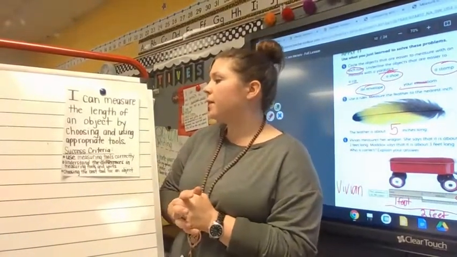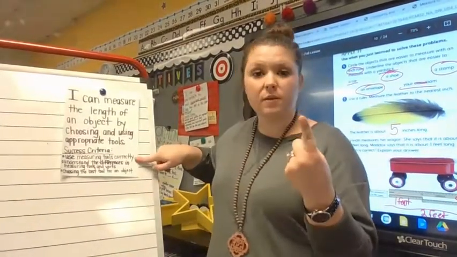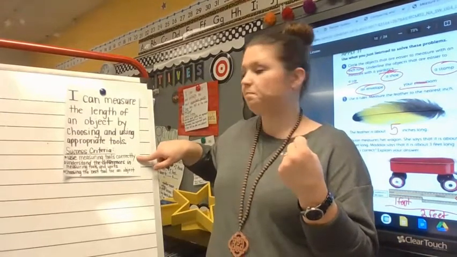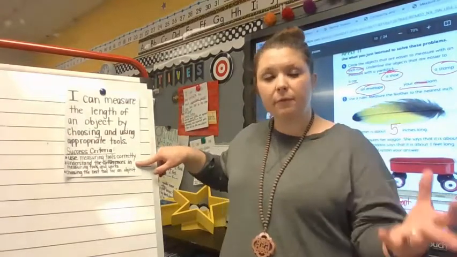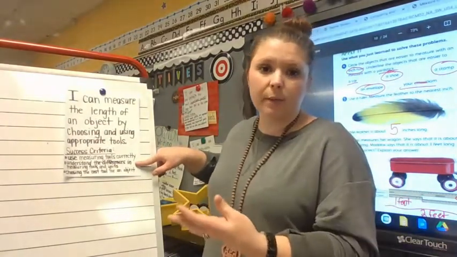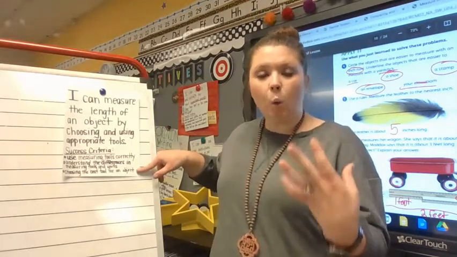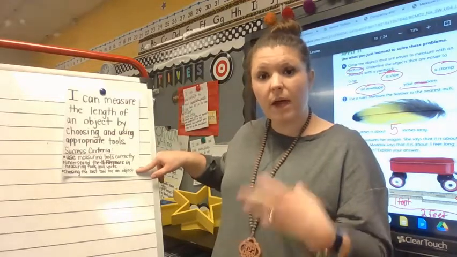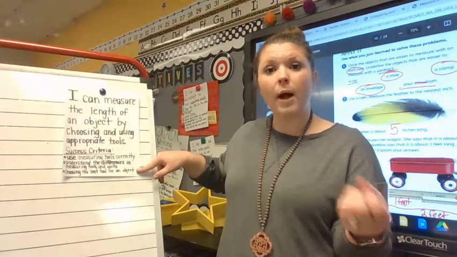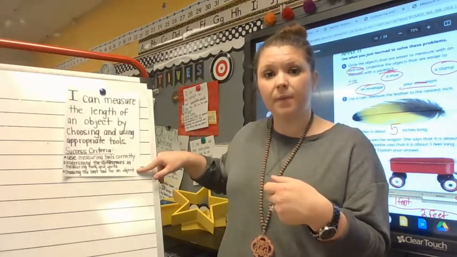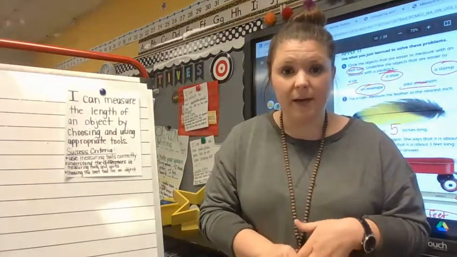All right, guys, let's reflect back on our learning target and our success criteria. I can measure the length of an object by choosing and using appropriate tools. Were you able to use the measuring tools correctly today? Are you beginning to understand the difference between different measuring tools and the units on those different measuring tools? Are you able to see why you would choose a yardstick over a ruler when measuring objects? Or why you would choose a ruler over a yardstick? Okay, if you are able to do those things, you are meeting our success criteria.